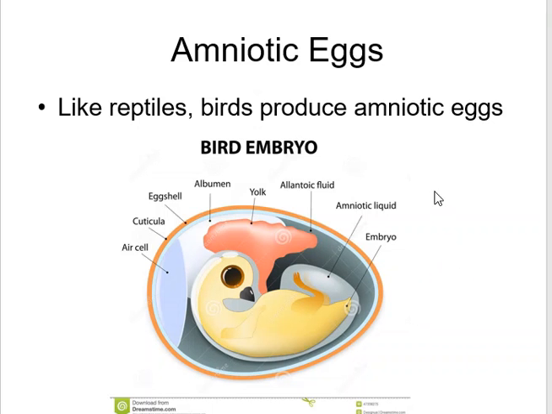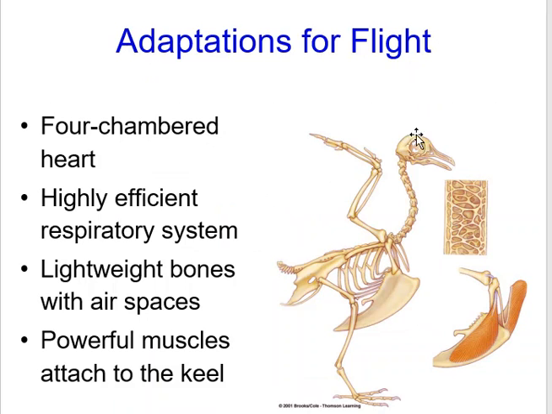The novelty here really is the endothermy. I should also say the other novelty is a fully developed four-chambered heart, because in reptiles, the four-chambered heart is almost there. It's not there, it's almost there. Birds really have a four-chambered heart just like ours with a double circulation. We'll see that in a minute. They also have a very highly efficient respiratory system. That's important because they need to produce a lot of energy for flight.